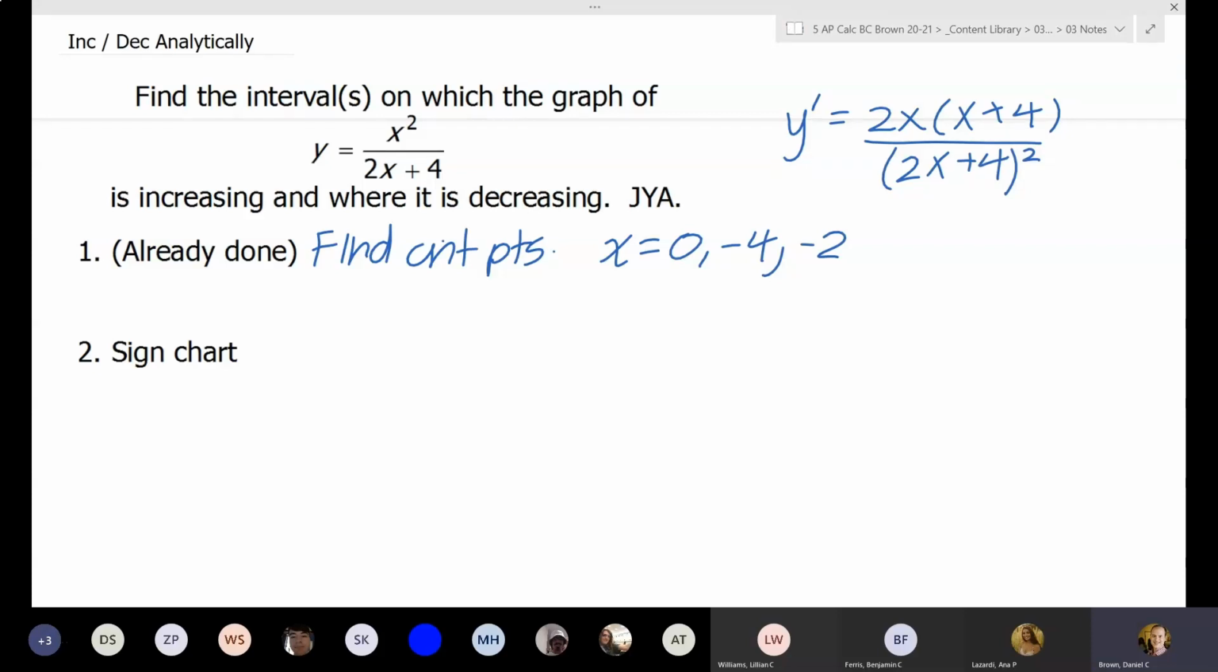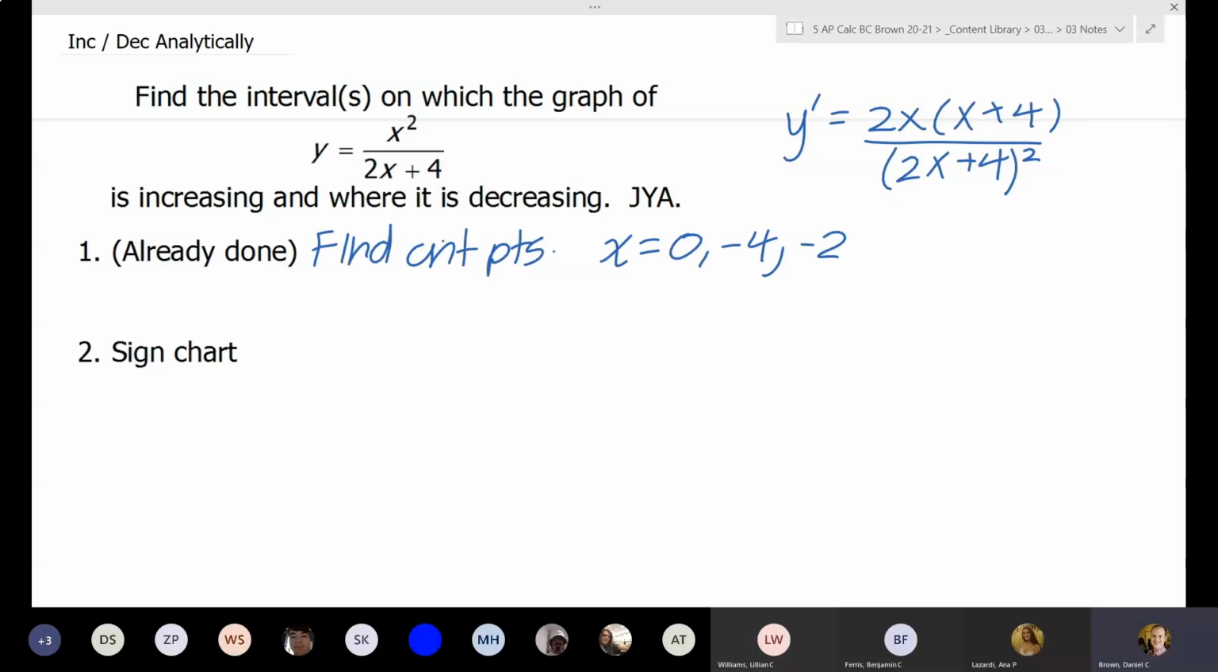Now I do want to pause and talk about sign charts. There's lots of different ways to make sign charts in math. I will say I have my way, and I do think that my way is the best way just because you're least likely to make a mistake. But we have to make a sign chart because basically we want to figure out when the derivative is positive and when the derivative is negative.